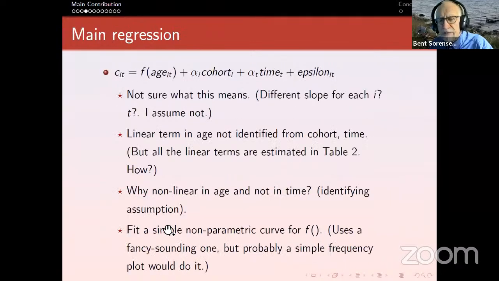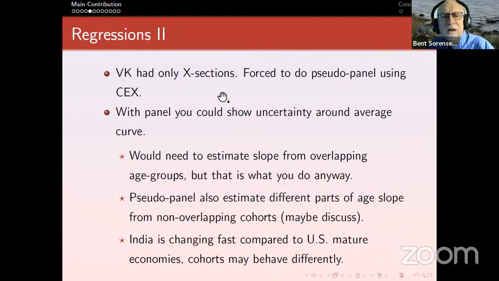So we fit a non-parametric curve, right? It sounds very fancy, but it's basically just a histogram that's smoothed out a bit. So I wouldn't try to make it sound so fancy, but that's a small thing.